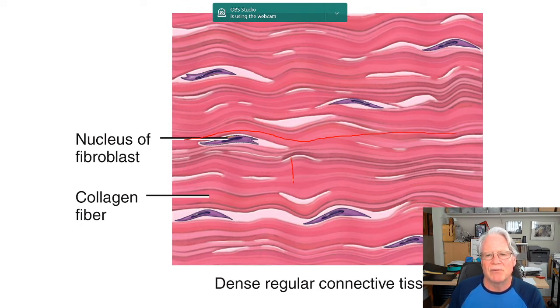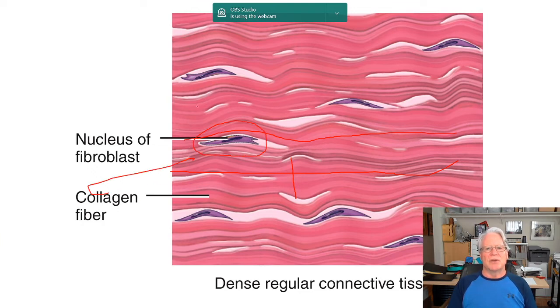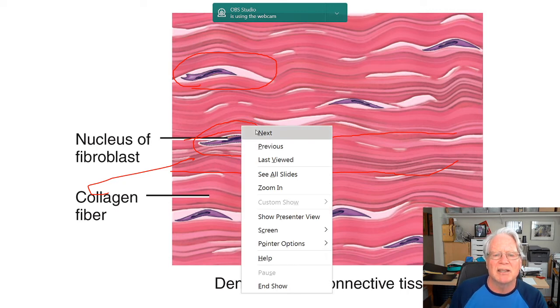Dense, because we have a lot of fibers. Regular, because they're all running in the same direction. And then there's the scattered fibroblast that you can see right here. Okay, there I am. So you can see there, fibroblast, fibroblast. So this is that thing I talked about, the river of worms. And I think we can look at the next picture. There it is, the river of worms.